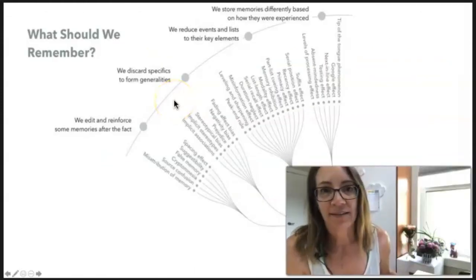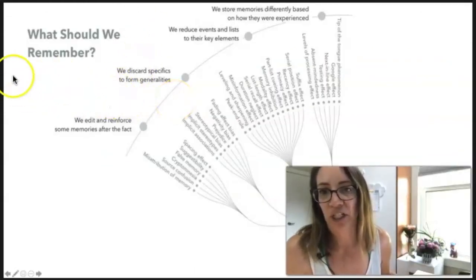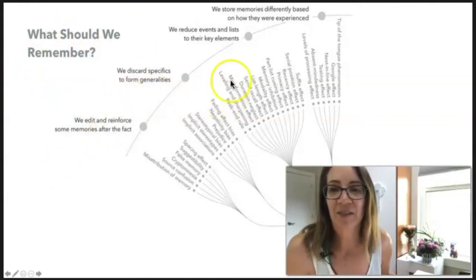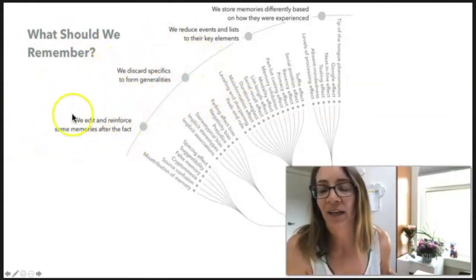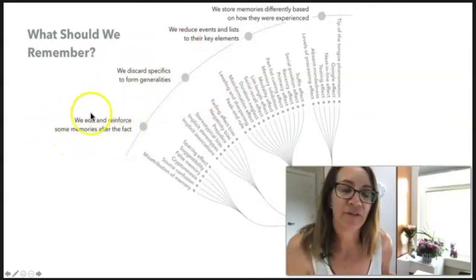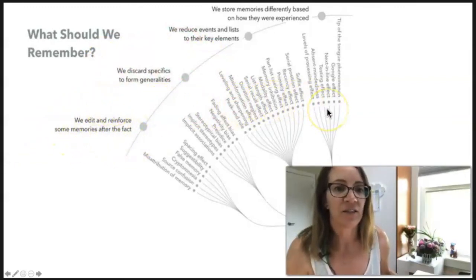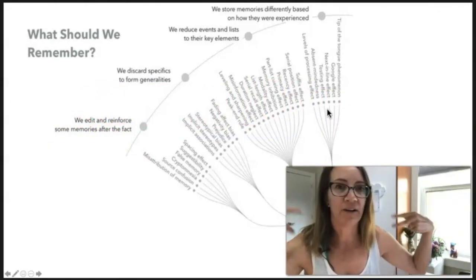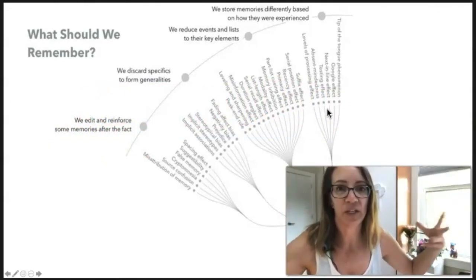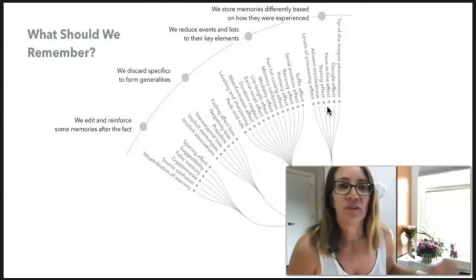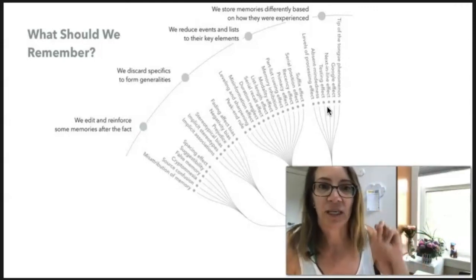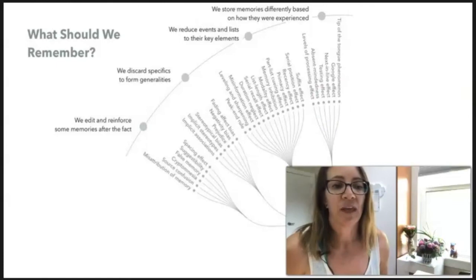Okay, then we have our last set of biases that are grouped under what should we remember, and this is because we tend to discard specifics to form generalities. We edit and reinforce some memories after the fact, et cetera. And so our brains are kind of hardwired to filter out some information that pertains to certain events, and we often reduce memories to their key elements in order to remember them.